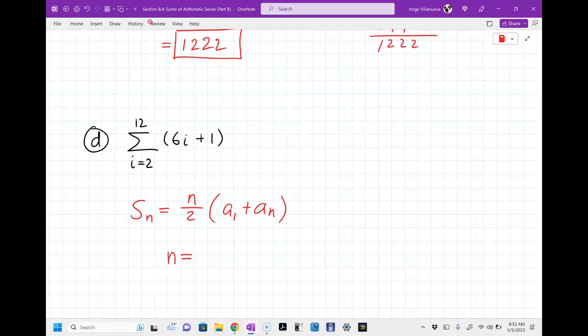How much? 11. It has 11 terms. How do I know that? 12 minus 2 is 10. Then add 1. You always add 1. Anytime you want to figure out how many things there are, you subtract the two sets of things, and then you add 1. So that's just like a little formula.